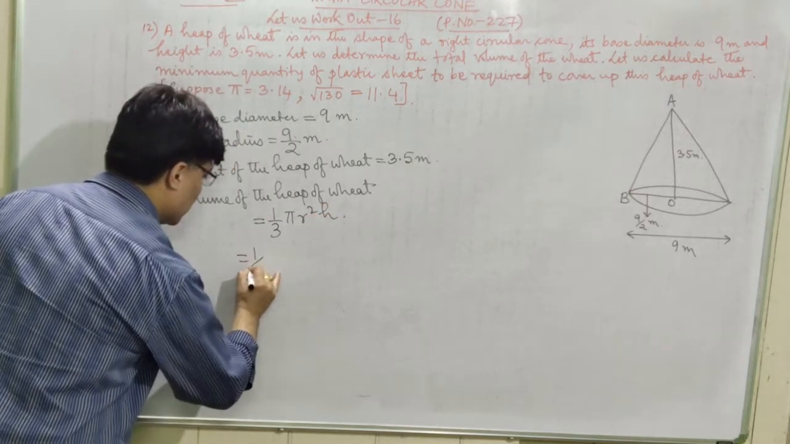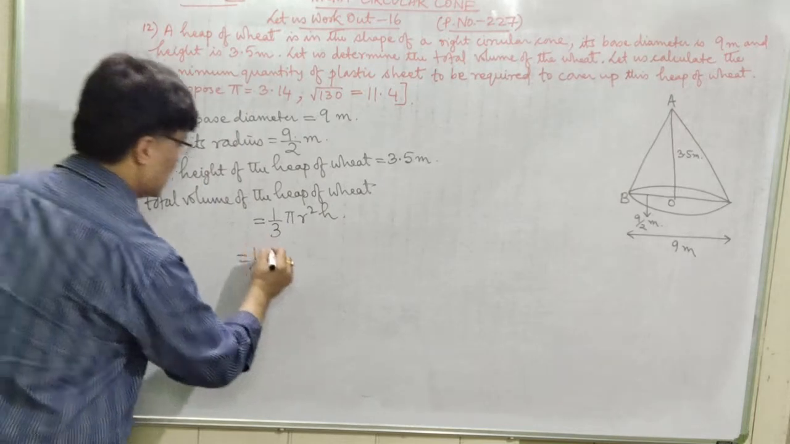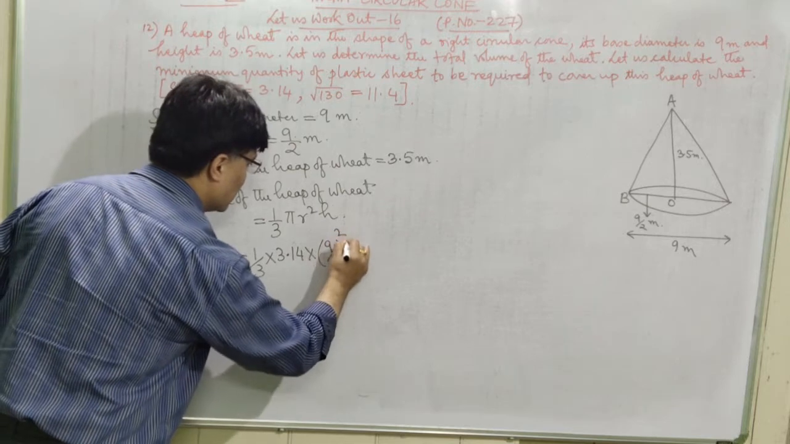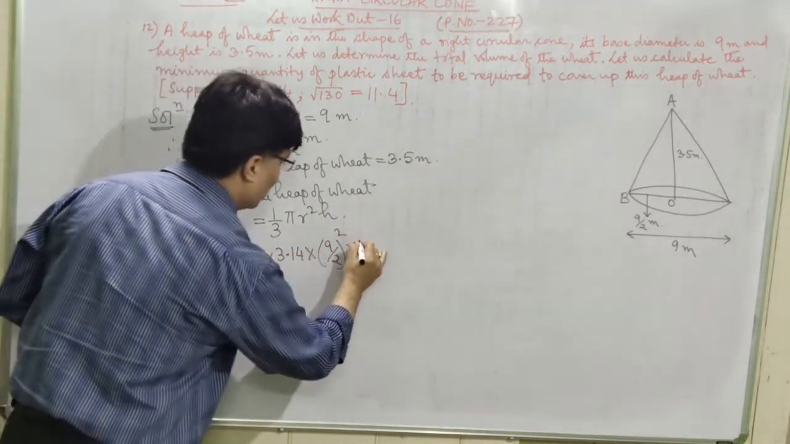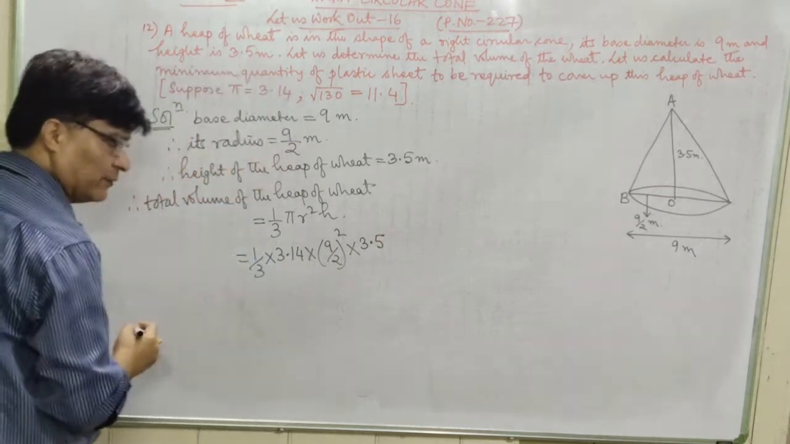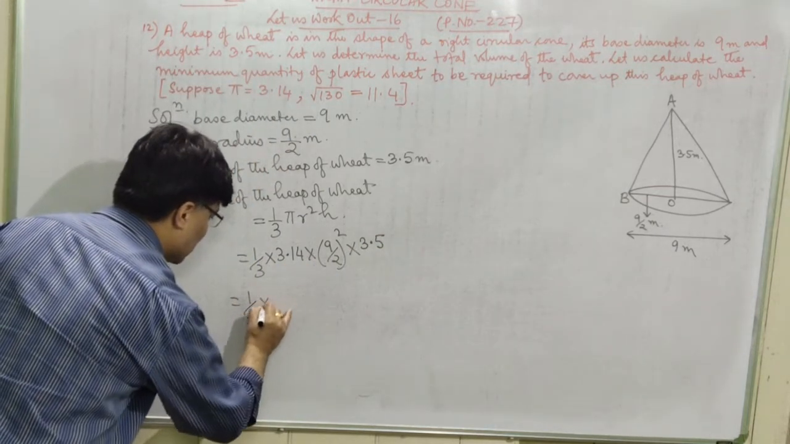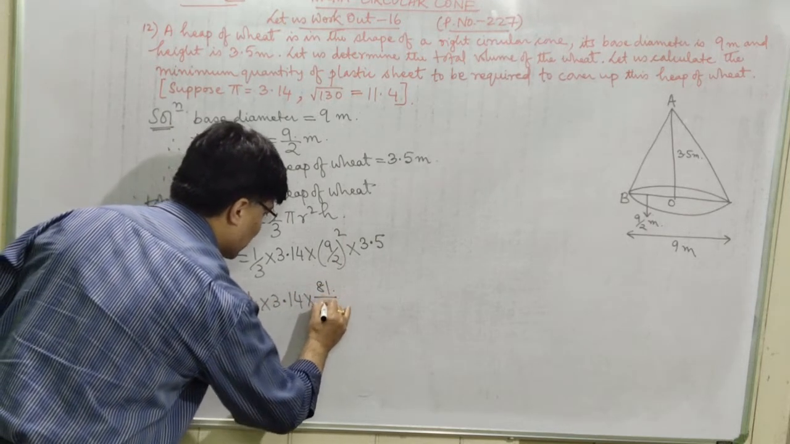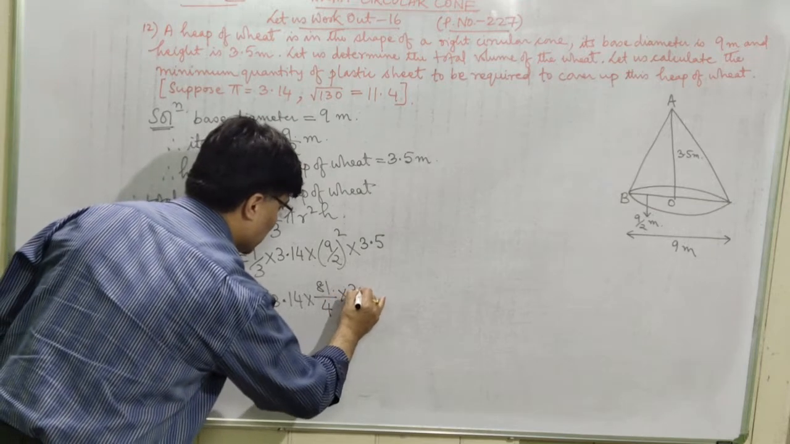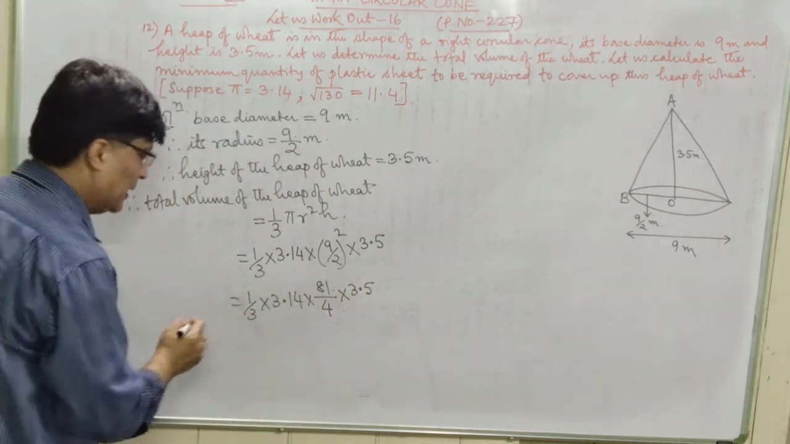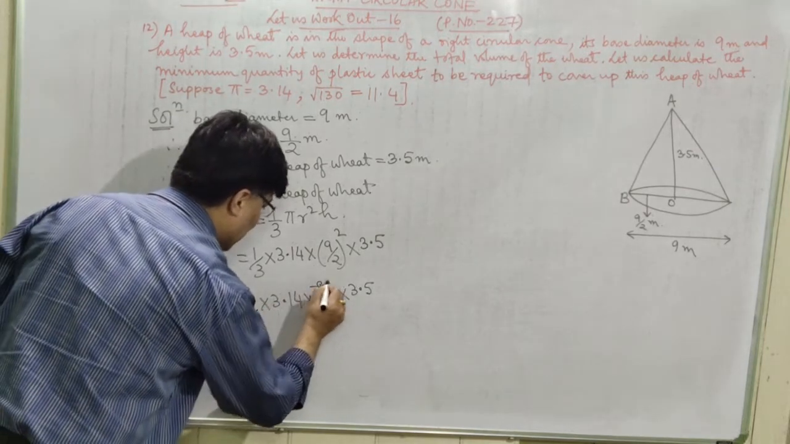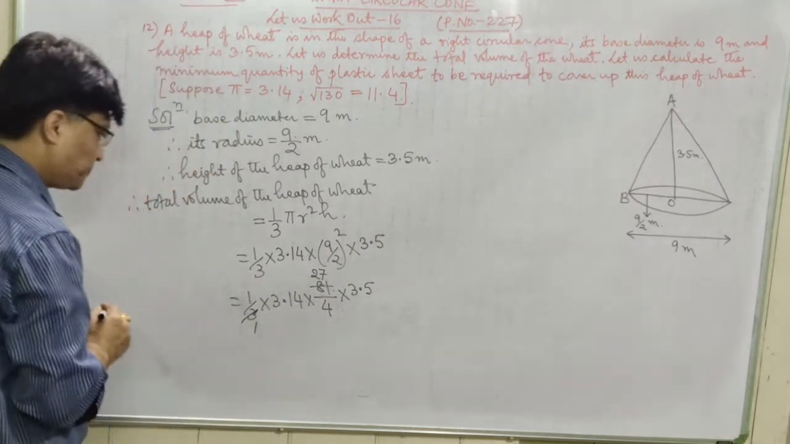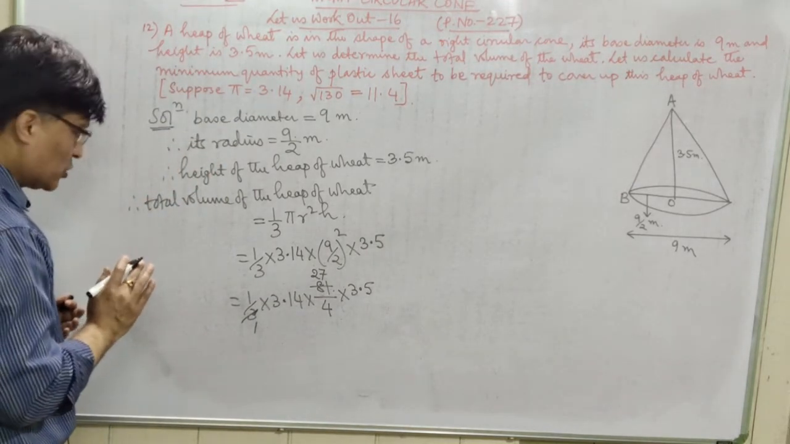Here you can use 1/3 into pi, where pi is 3.14, into radius whole square, 9 by 2 whole square, into the height of the heap of wheat, that is 3.5. So it is equal to 1/3 into 3.14 into 9 9s are 81 divided by 2 2s are 4 into 3.5. Okay, 3 1s are 3, 3 times 3 2s are 6, 3 7s are 21. That is 27 by 4. So I think you have understood it.